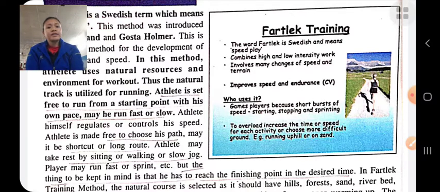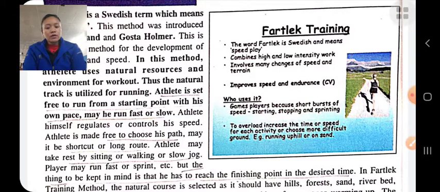In fartlek training method, the athlete is free to choose his path. He may use a shortcut or a long cut. He himself controls. But the thing to be kept in mind is that he has to reach the finishing point in a desired time.